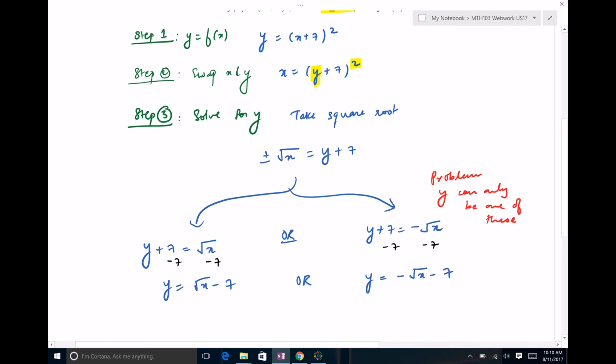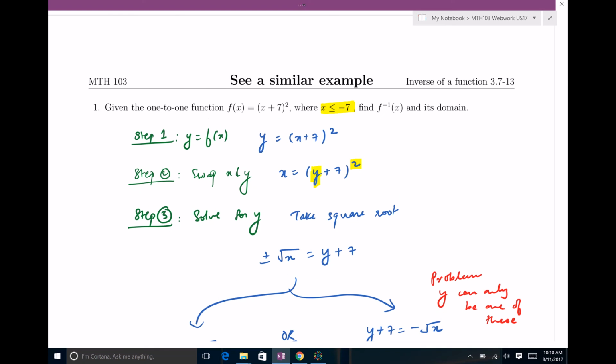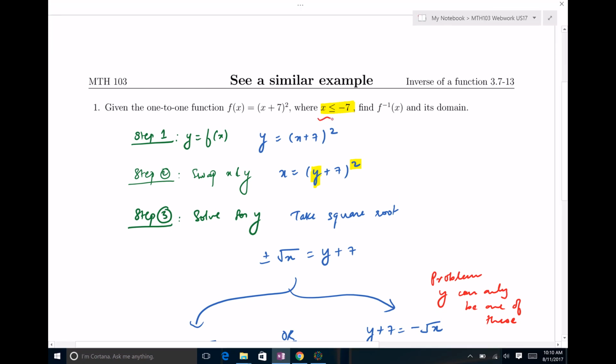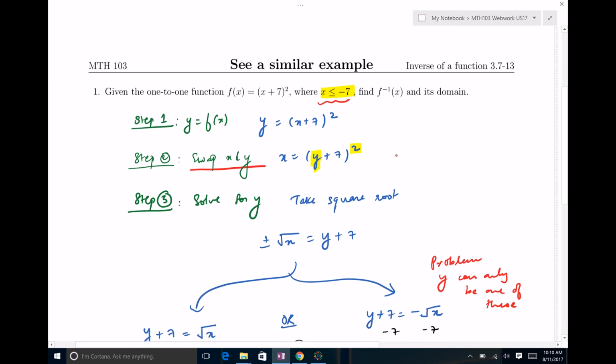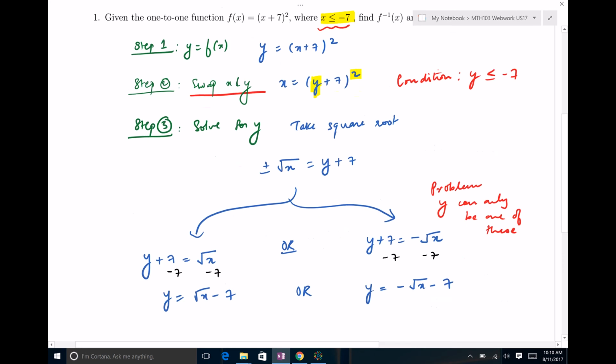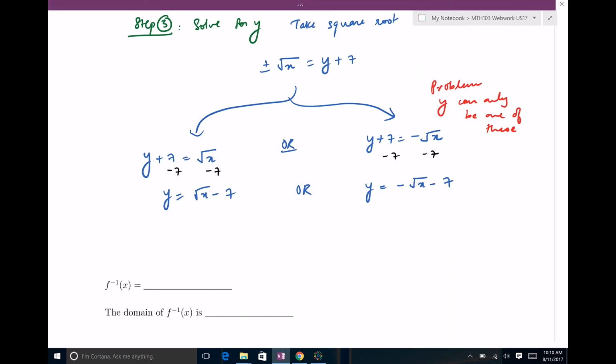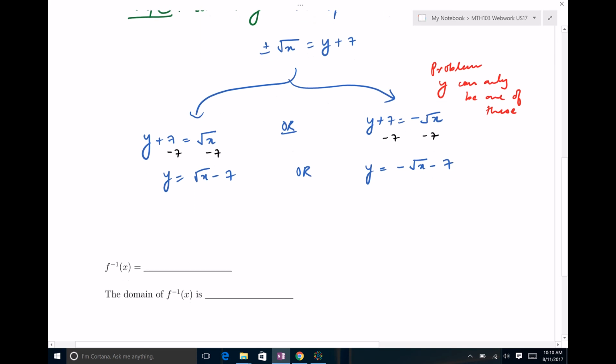Now, going back to the condition that we had, a special condition which is x is less than or equal to -7. Now what happens is, remember how in this step we swapped the values of x and y? So when you swap the value of x and y, this also happens to the condition, so now you have y is less than or equal to -7. So let's come back to what we have over here. We have two possible values of y. y is the square root of x minus 7, or y is the negative square root of x minus 7. But remember that you need y to be less than or equal to -7.